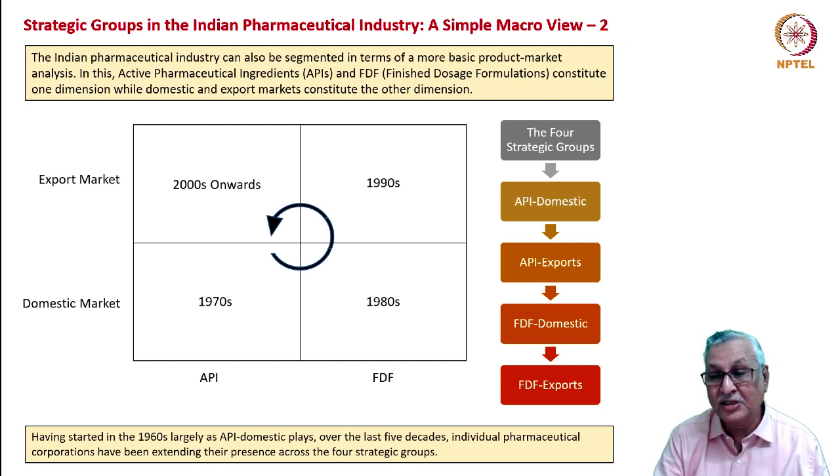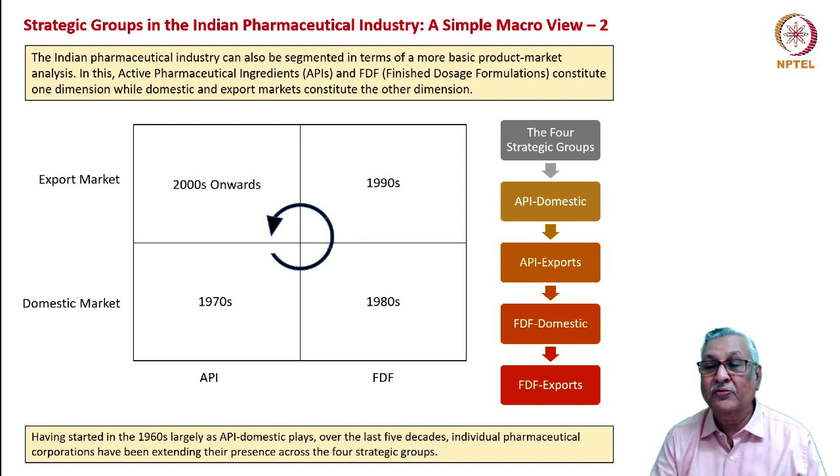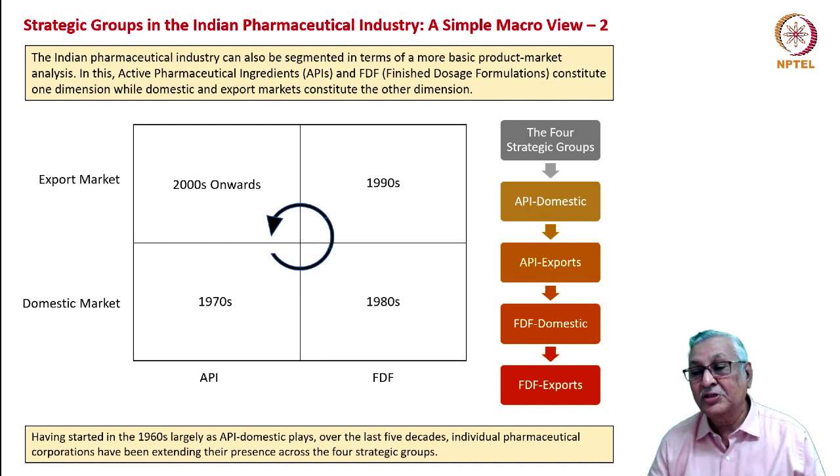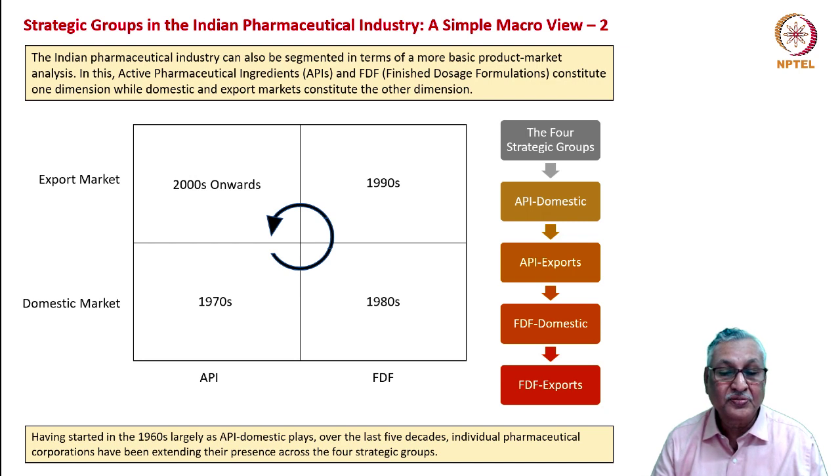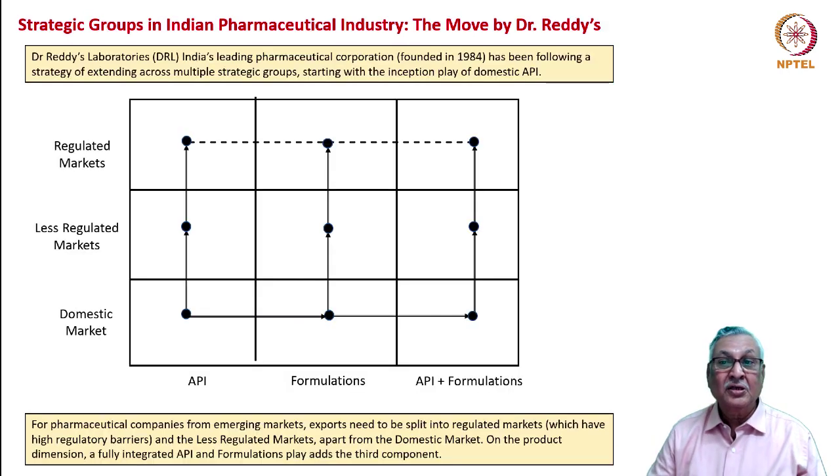Movement doesn't mean that the earlier segment has been ignored. So the four strategic groups that were there for API makers were API domestic and API exports, and for formulations, formulation domestic and formulation exports. So starting in the 1960s as a large API domestic play, over the last 5 decades, individual pharmaceutical corporations have been extending their presence across the 4 strategic groups. This is one approach which I can outline based on my experience of the Indian pharmaceutical industry. But as said, there are ways and means where you can move across the groups.